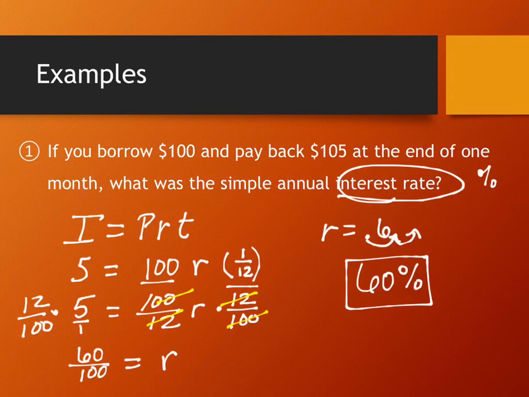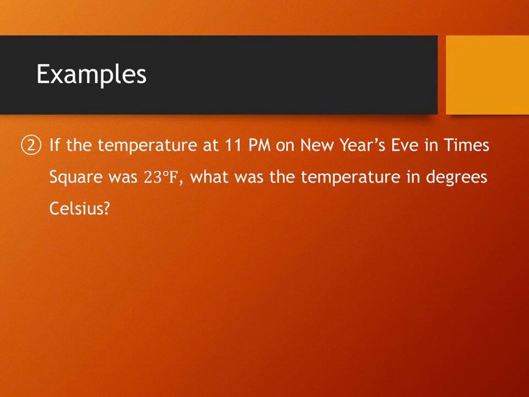Okay, let's take a look at the second one. It's a temperature one. If the temperature at 11 p.m. on New Year's Eve in Times Square was 23 degrees Fahrenheit, what was the temperature in degrees Celsius? Okay. Well, the good news is you have an equation given to you, right? All right. We have Celsius equals 5/9 times Fahrenheit minus 32 degrees. Okay, that's the equation that was given back on that first slide, or second slide, or whatever it was, your first page.